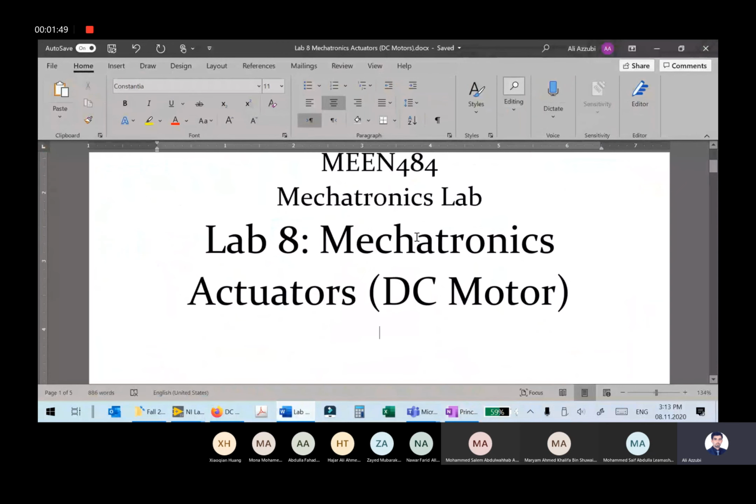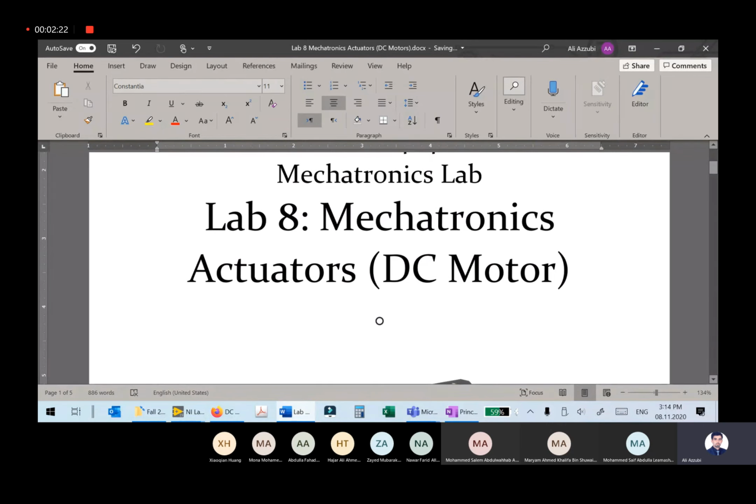Lab number 8. This is the last lab in mechatronics experiments, which will be about DC motors. Today we'll focus on DC motors, specifically the brushed DC motor. I'll explain 3 motors, but the experiment will be on just the brushed DC motor. So this will conclude the reports. This is the last week where you will have an experiment. So this is good news.